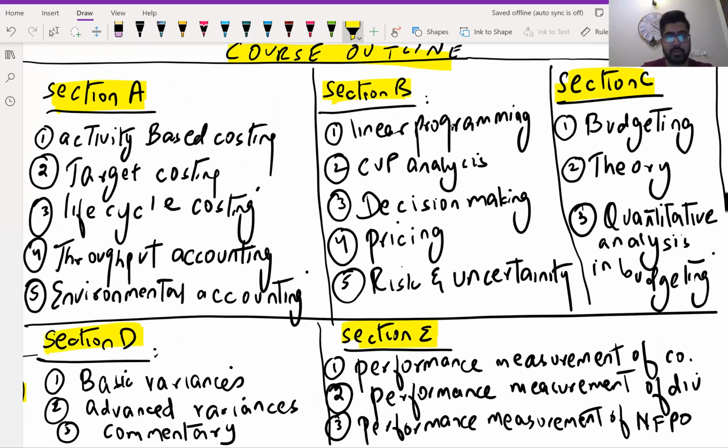I'm giving you 5 minutes to copy this course outline so that I can start in detail what exactly is in this syllabus. Okay, 5 minutes, please copy this.